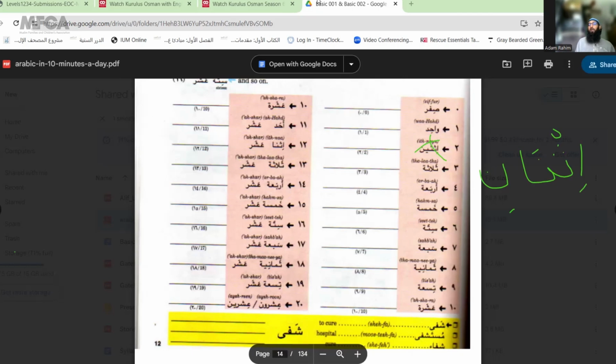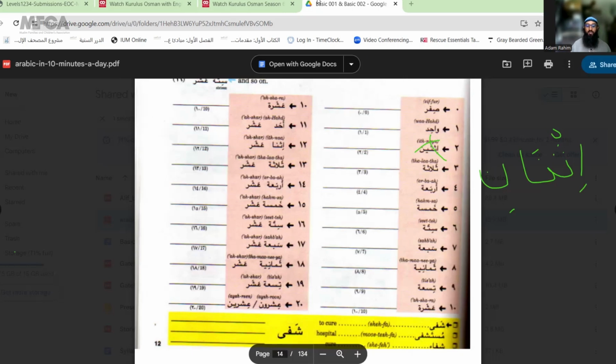Okay. Then we have thalathatun. Tha with a fatha, the lam stretch. La, the tha with a fatha again, and the closed ta is going to have the tanween. So it's going to be thalathatun, which means three. Then we have arba'atun, arba'atun, which means four.